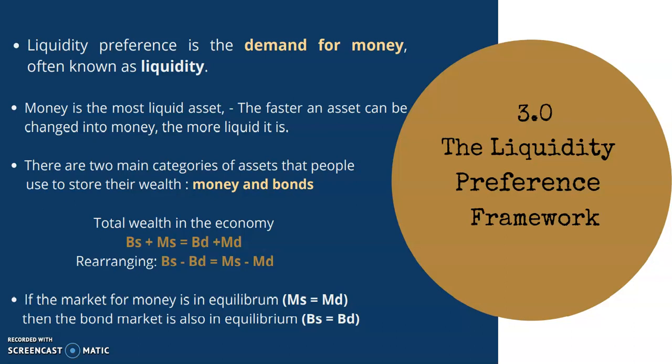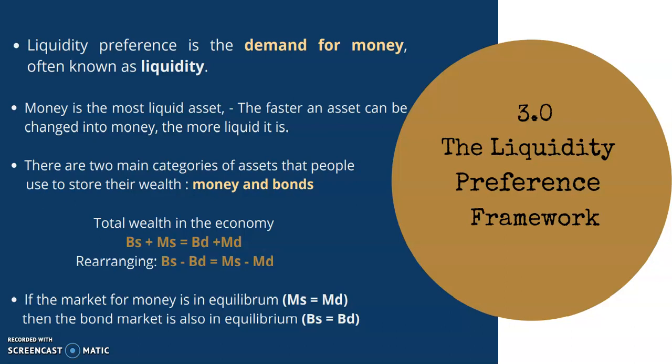In this second part of the video, we will look at two more subtopics related to interest rate behavior. Under the subtopic of the liquidity preference framework, we will learn what liquidity preference is. It is the demand for money, often known as liquidity. Money is the most liquid asset: the faster an asset can be changed into money, the more liquid it is. There are two main categories of assets that people use to store their wealth. The first one is money and the second one is bonds.